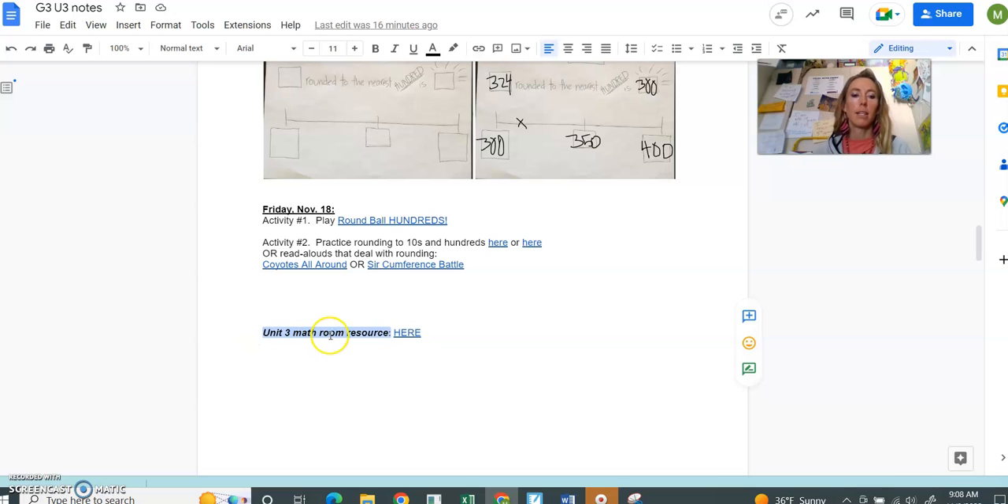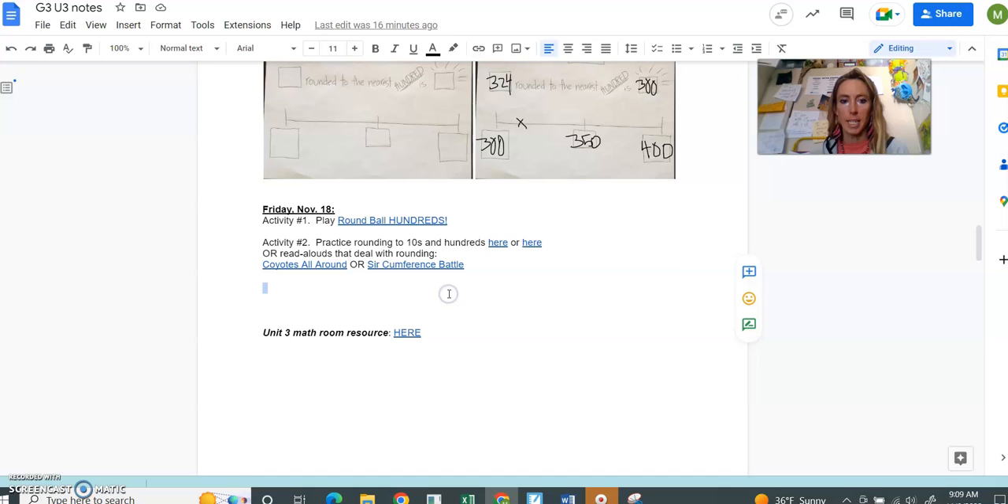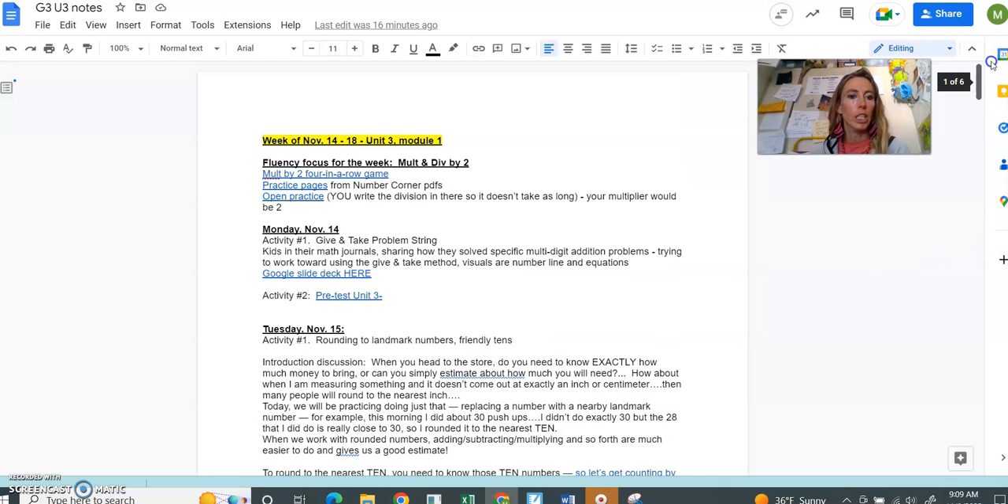And then some of you have used this in the past. I made this in previous years. This is geared towards Unit 3, and it has all sorts of stuff they could do on the Chromebook that's geared towards your number corner and Unit 3 ideas. So there you go. Good luck.